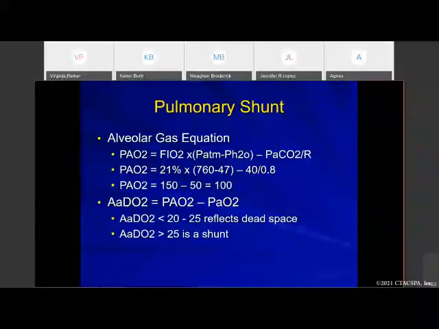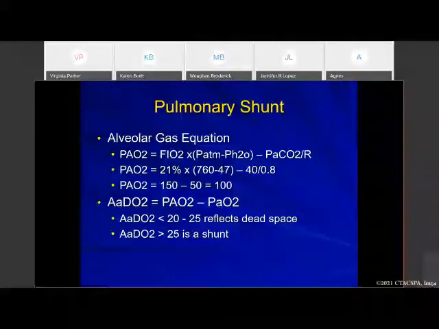This is the alveolar gas equation. It's always something good to know. You can see how we get to the number of what our oxygenation should be at 100, when you have your FiO2 times your atmospheric pressure minus the pressure of water vapor, and then minus your respiratory quotient, which is your PaCO2 over 0.8, and you can see how the numbers work out there. But this will lead you to figuring out your PF ratio.